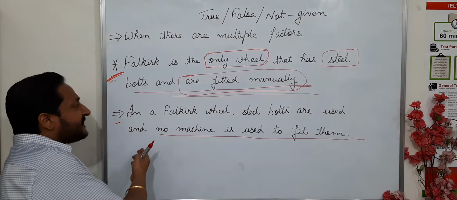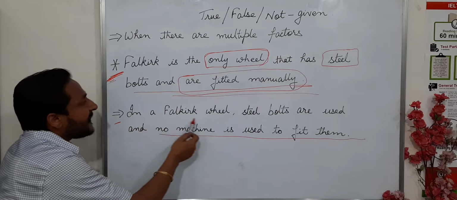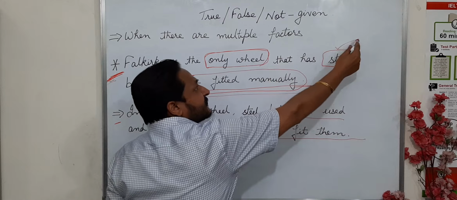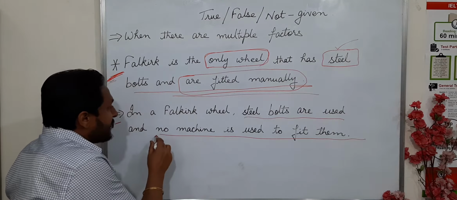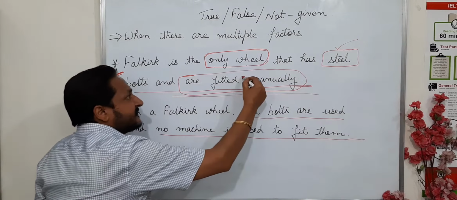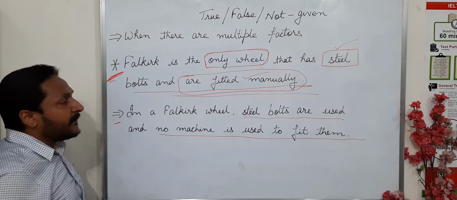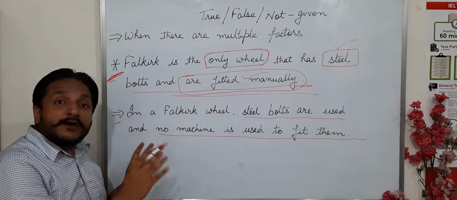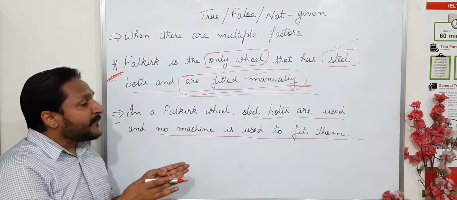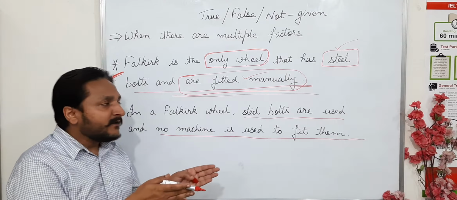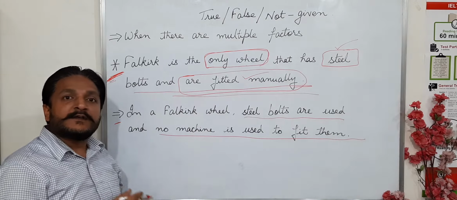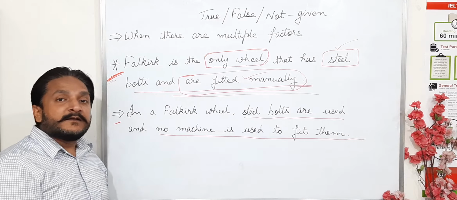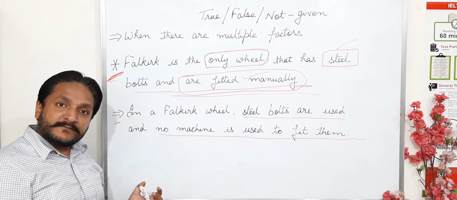And when we go to the passage, it says in a Falkirk wheel, steel bolts are used. So this thing is true. No machine is used to fit them. This thing is true. But by reading this statement, we do not come to know if Falkirk is the only wheel which has these things, or there are other wheels also with steel bolts and manually fitted nuts.